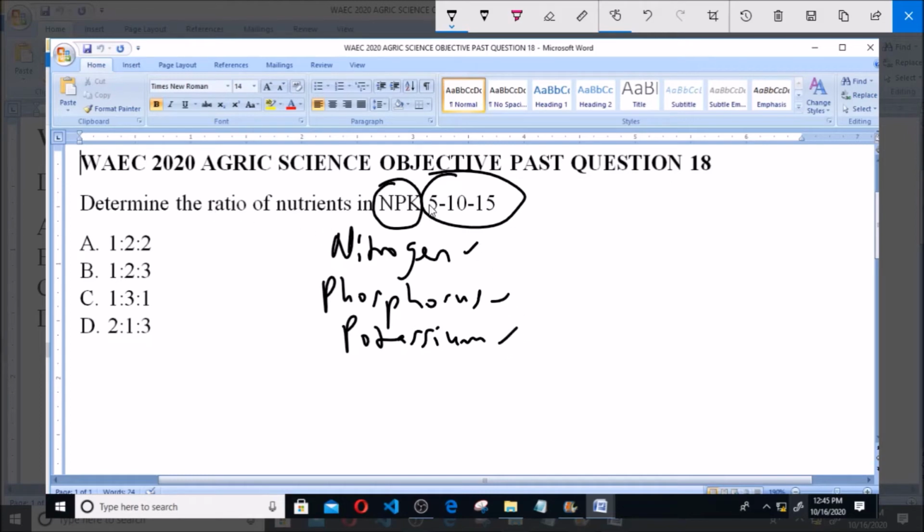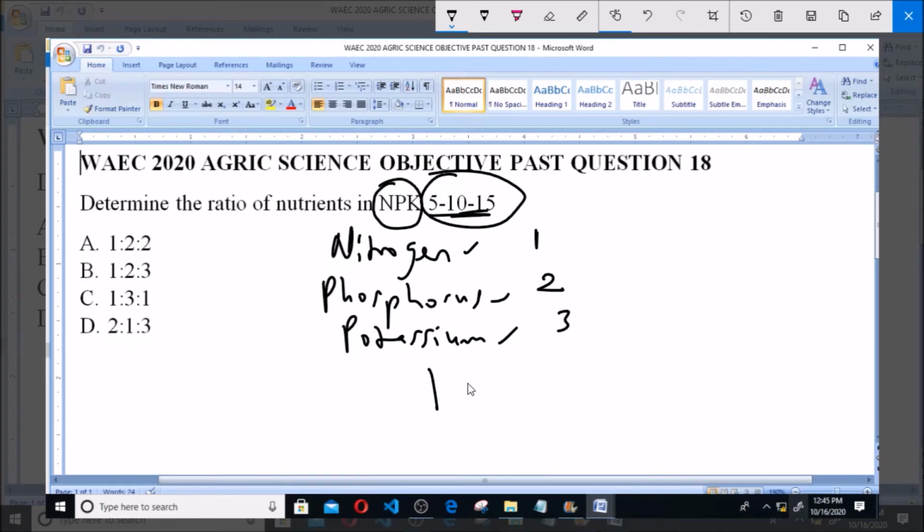Now to determine the ratio, all you have to do is reduce them to the lowest term. So 5 is the smallest figure, then 10, then 15, and if you reduce to the lowest term, you have it in the ratio 1, 2, 3. That is to say, for every 1 part of nitrogen you have 2 parts of phosphorus and 3 parts of potassium. So that is what you have depicted here.